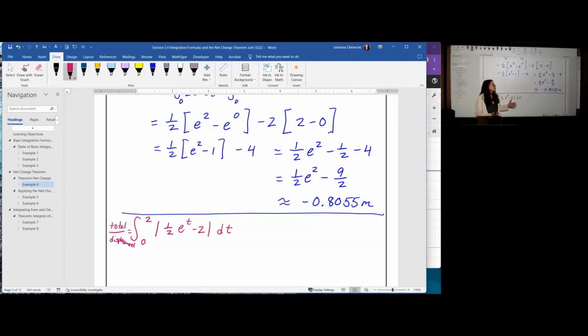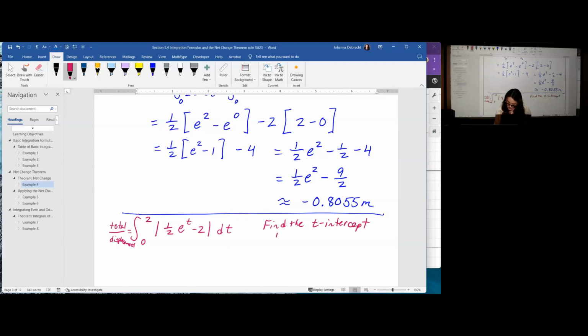We need to know when this graph is above and below the axis. In order to do that, we're going to take this value here and set it equal to 0 and solve. So we're looking for the t-intercept. To find the t-intercept, we're going to set the integrand without the absolute values equal to 0.